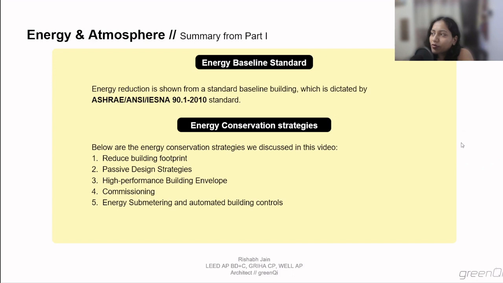So just a recap of part 1 that we had done. In part 1 we talked about the energy baseline standard: what standard is used to establish the baseline and how it is dictated. We also talked about some energy conservation strategies: to reduce building footprint, to provide passive design strategies, to provide a high performance building envelope, to conduct commissioning, and to provide energy sub-metering and automated building controls.